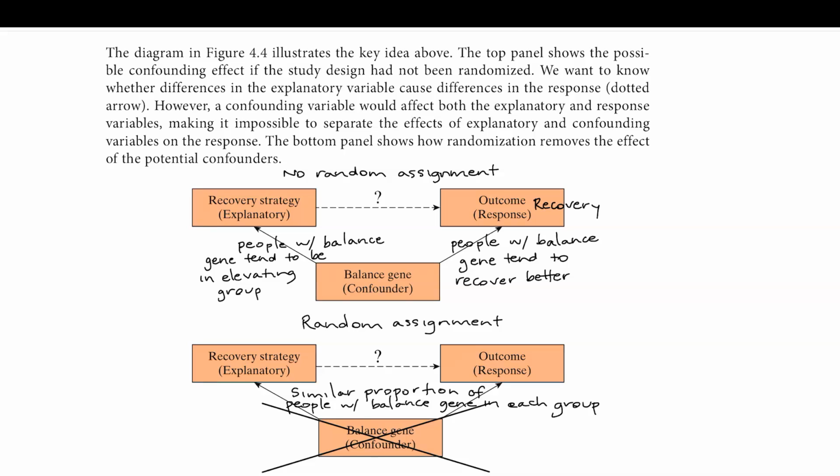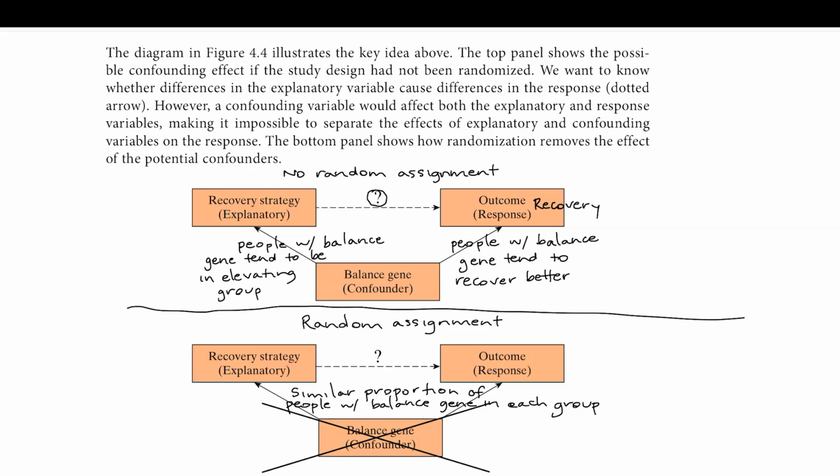So they have a little illustration here of what was in the key idea box. The top part here is if there was no random assignment. The question mark with the dashed arrow is we're trying to figure out whether the strategy that we teach people has an effect on their ability to recover from a trip. That is the question we'd like to answer.